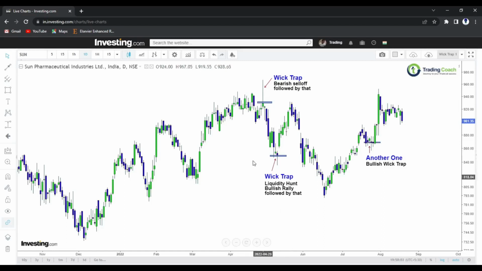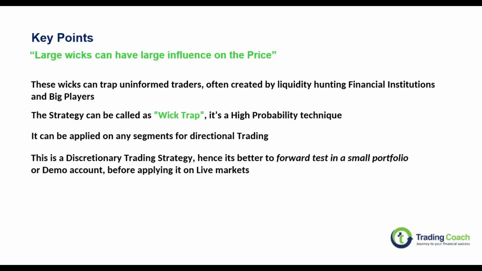It happens on the upside, it happens on the downside, it happens right after a sharp movement in the market. It traps uninformed traders, small traders, and emotional traders in the market. All right, let us discuss some of the important key points. As I pointed out, large wicks can have a large influence on the price. These particular wicks can trap uninformed traders, and they are often created by liquidity hunting financial institutions and big players.